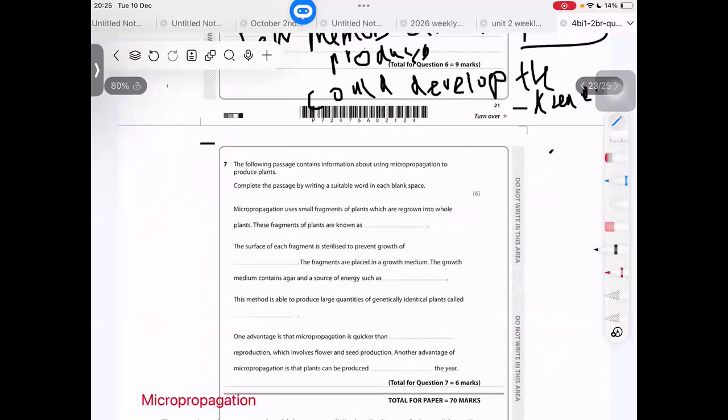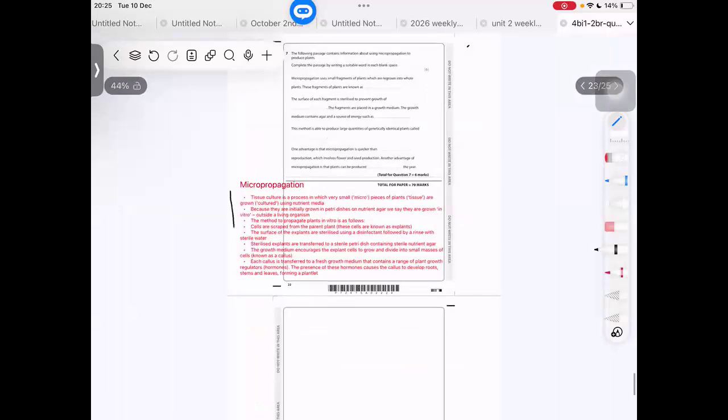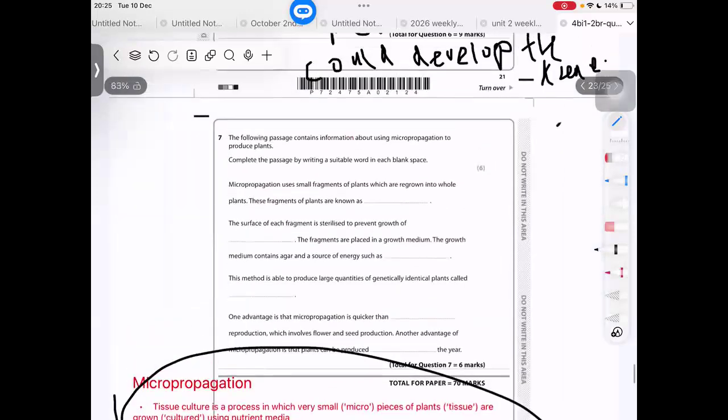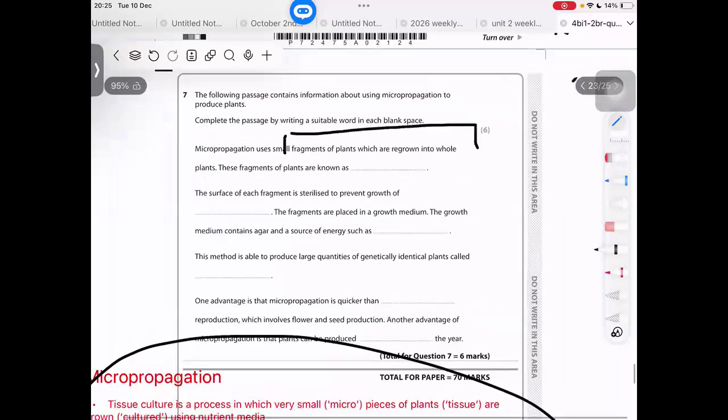Then the final question, this is on micropropagation. I have given a note on micropropagation as well. So let's quickly read. Micropropagation uses small fragments of plants which are regrown into whole plants. These fragments of plants are known as what? Can you tell me? Explants. Yes, very good. Explants.